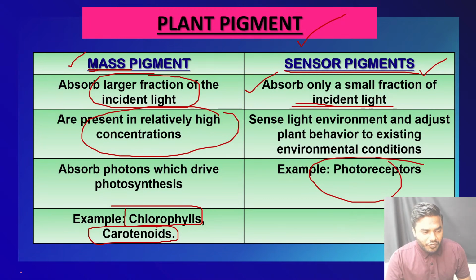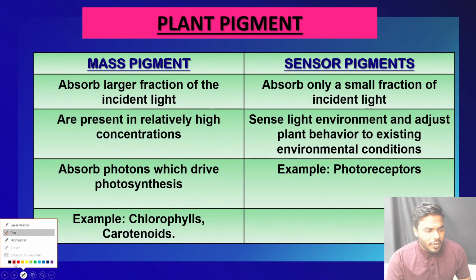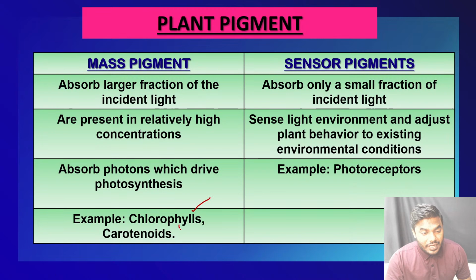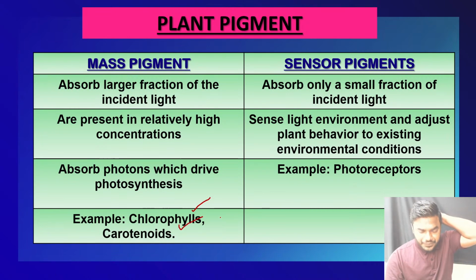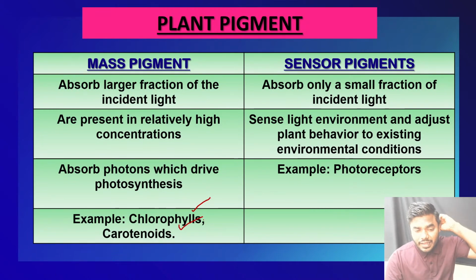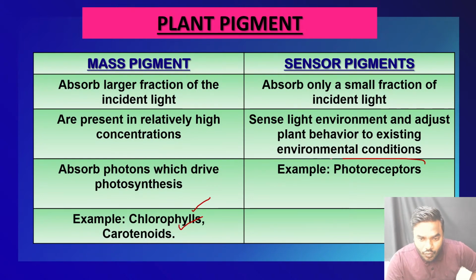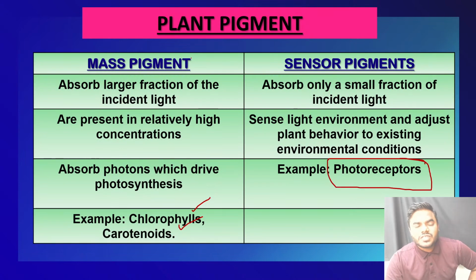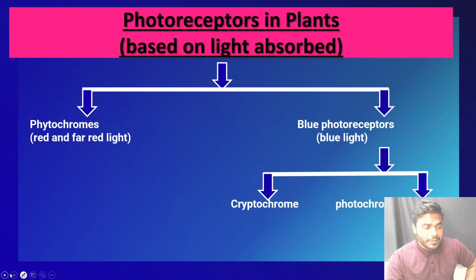Photoreceptors. We never read about the chlorophylls and carotenoids here because this is not the chapter for it. We already read the chlorophylls and carotenoids in photosynthesis. What we have to read in this chapter of sensory photobiology is completely about the photoreceptors. This is what we have to read.